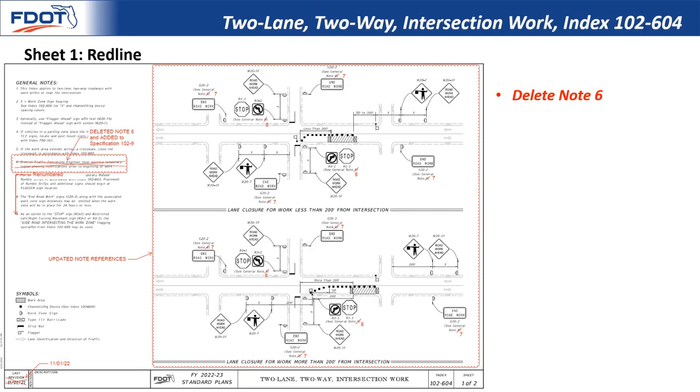I did want to point out something on one of our temporary traffic control indexes. Index 102604, a 2-lane, 2-way intersection. On this index, we deleted note 6. This note was added to specification section 102-9 to consolidate guidance to the contractor for temporary signal timing.